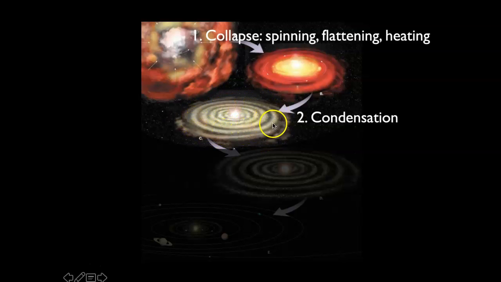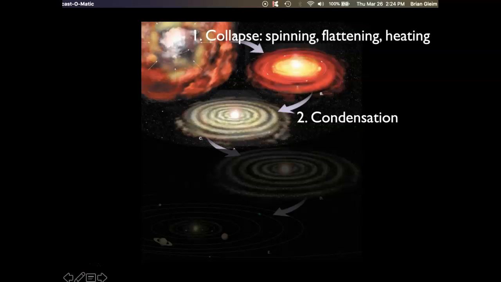Because once that disk starts forming, solids start condensing out of the gas. Solid particles, solid granules start condensing out of the disk. That's what I mean by condensation: the formation of the very beginning of solids. So why am I being so vague about solids? What kind of solids am I talking about here? Well, that depends on what the disk is made of. So what is the disk made of?